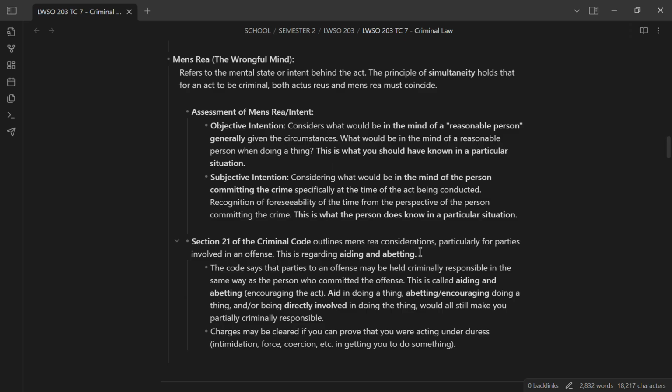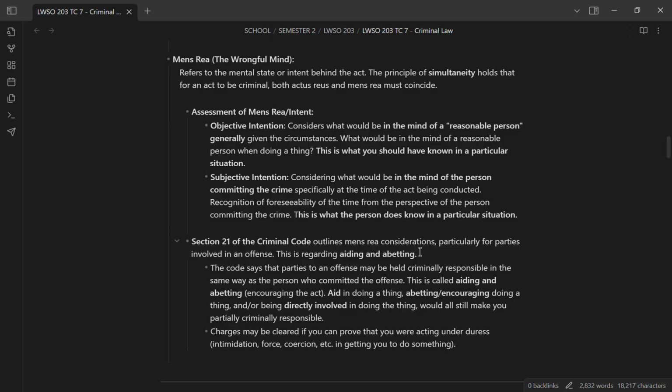Objective intention, what is that? Well, when we're looking at objective intention when assessing mens rea, we are considering what would be in the mind of a reasonable person, generally given the circumstances. Before we continue, what is a reasonable person? A reasonable person generally is this arbitrary archetype of a person that the judge deems as the reasonable actor within a given situation. And then we judge the specific individual at large by that reasonableness standard.